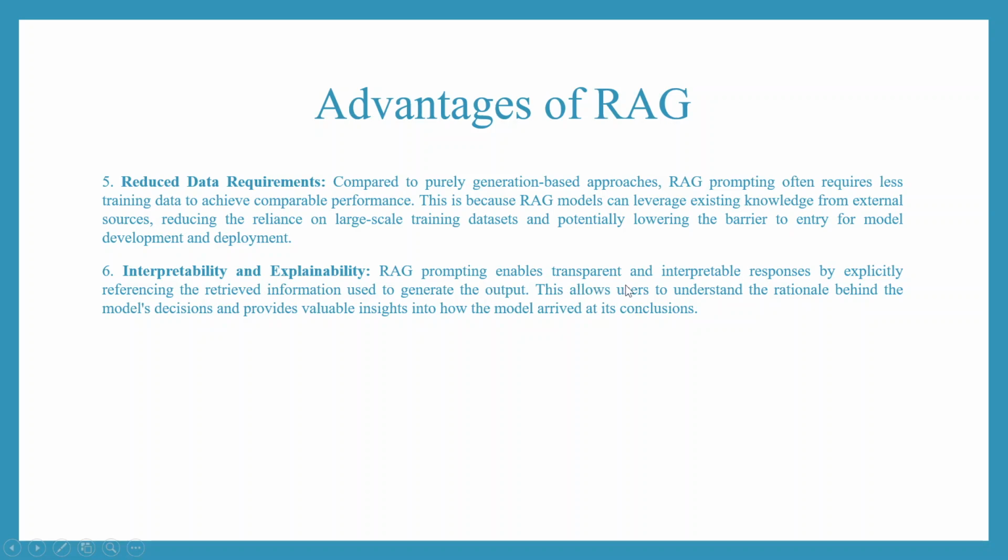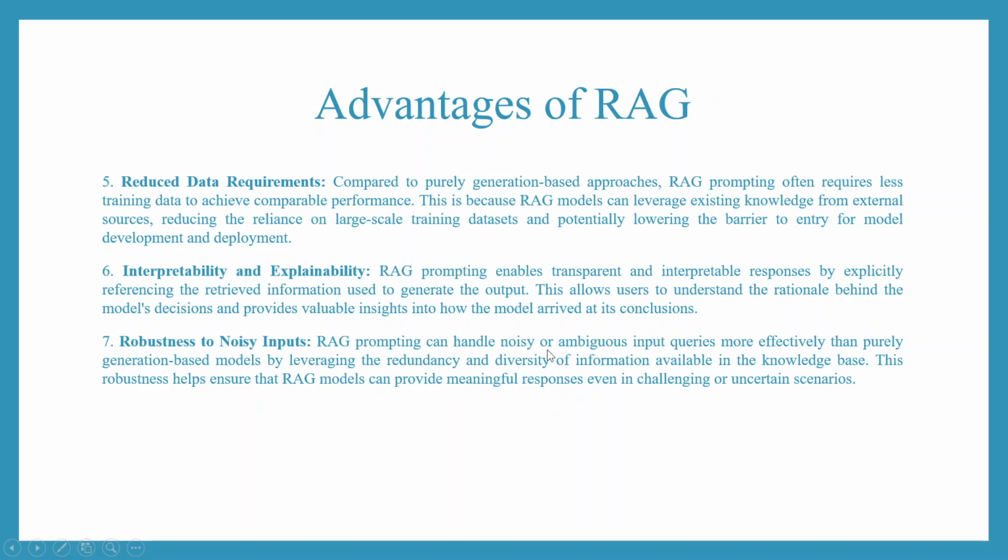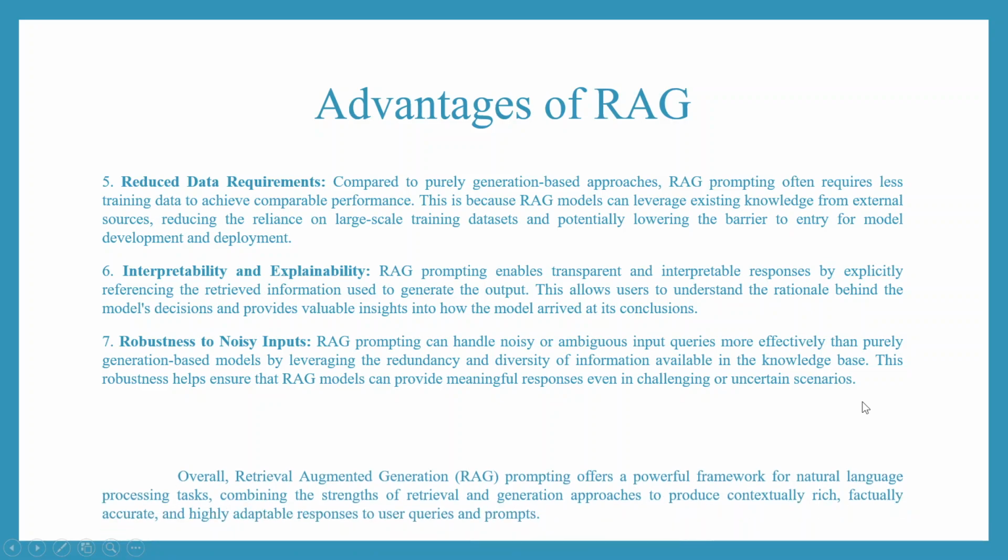RAG prompting enables transparent and interpretable responses by explicitly referencing the retrieved information used to generate the output. This allows users to understand the rationale behind the model's decisions and provides valuable insights into how the model arrived at its conclusions. RAG prompting can handle noisy or ambiguous input queries more effectively than pure generation-based models by leveraging the redundancy and diversity of information available in the knowledge base. This robustness helps ensure the RAG models can provide meaningful responses even in challenging or uncertain scenarios.